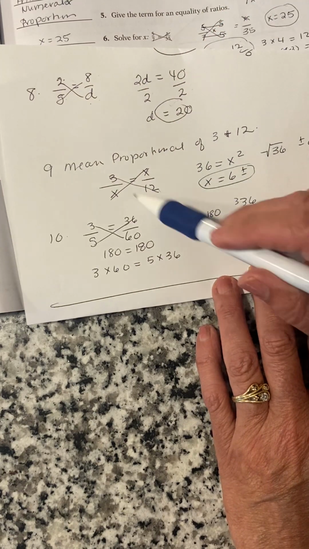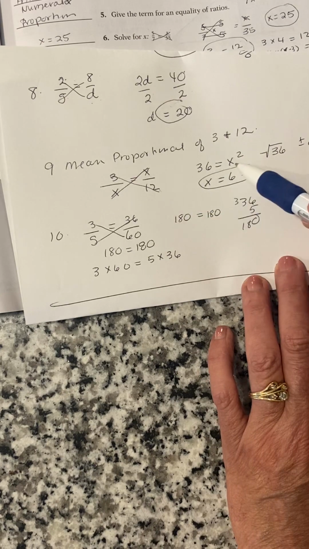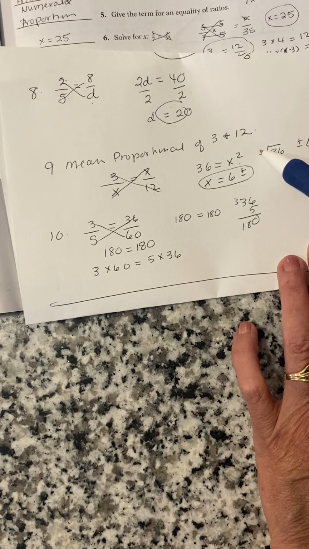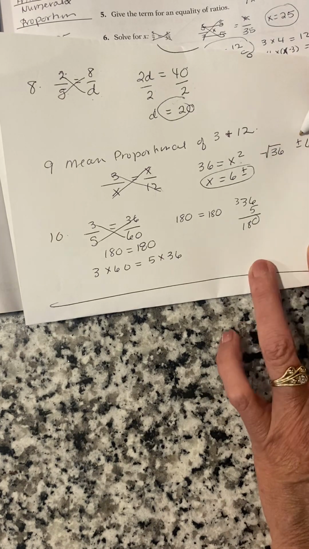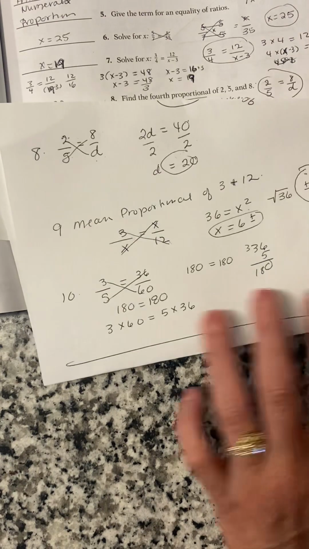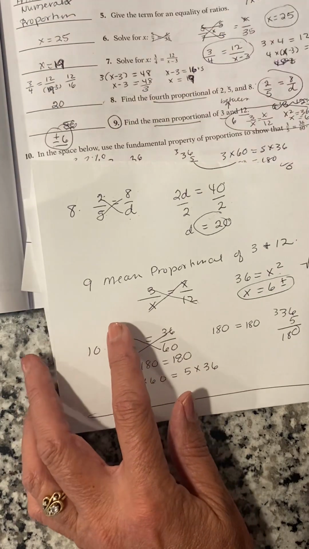So here we have 12 times 3 is 36. So 36, and x times x is x squared. So 36 equals x squared, so you're going to take the square root of 36, which is 6. It can either be negative or positive 6. So the mean proportion is going to be positive or negative 6. So right there I put it, positive or negative 6.